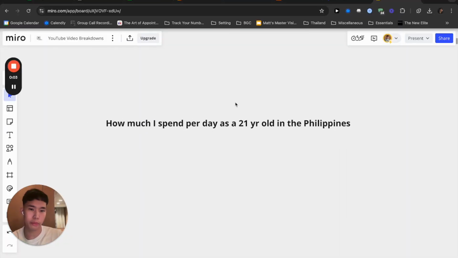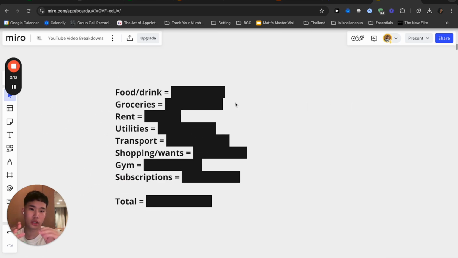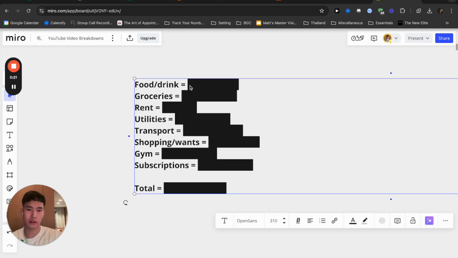I'm gonna put it on the whiteboard so it's easy to visualize how much I'm spending per day at the moment as a 21-year-old in the Philippines. Now, from day to day, it fluctuates. We're gonna get to the list here, but just so you know as well, it's not gonna be exact. Sometimes I spend more, sometimes I spend less, but this is gonna be averaged on around a 30-day time span.